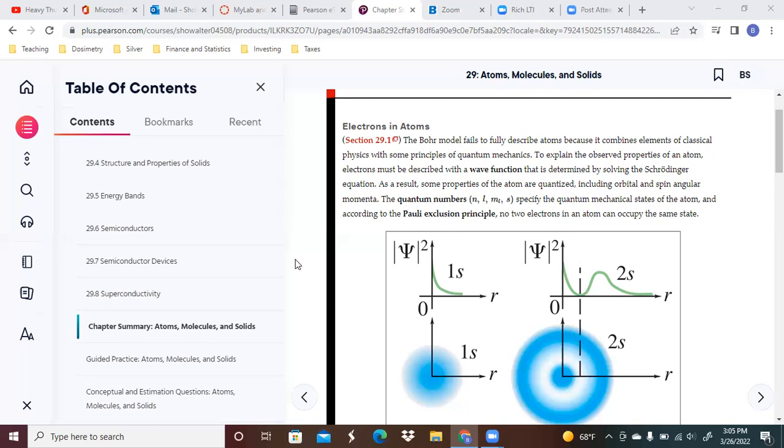As a result, some properties of the atom are going to be quantized. This includes orbital and spin angular momenta. The quantum numbers n, l, m sub l, and s specify the quantum mechanical states of the atom, and according to the Pauli exclusion principle, no two electrons in an atom can occupy the same state.